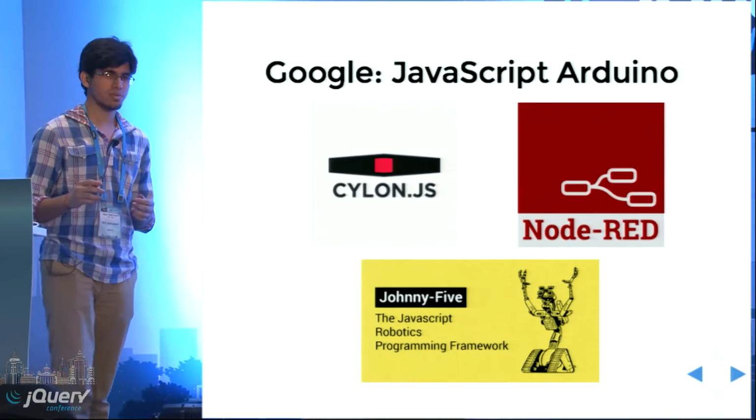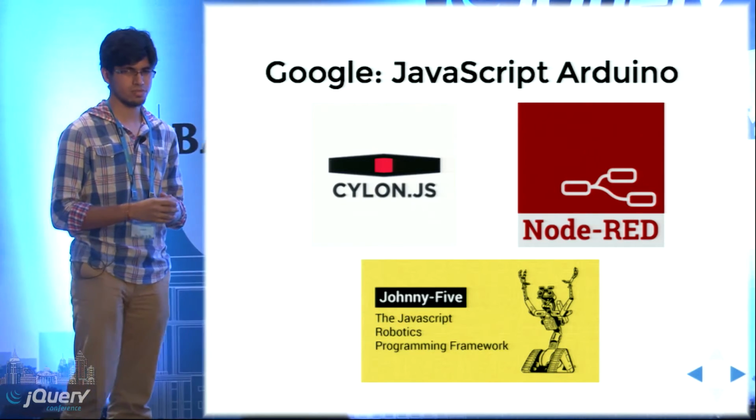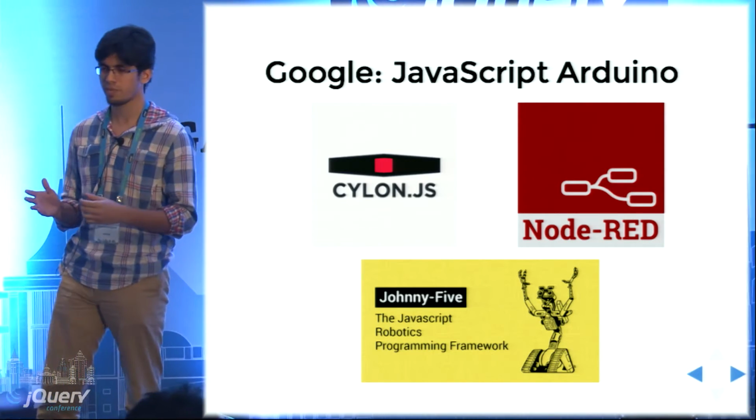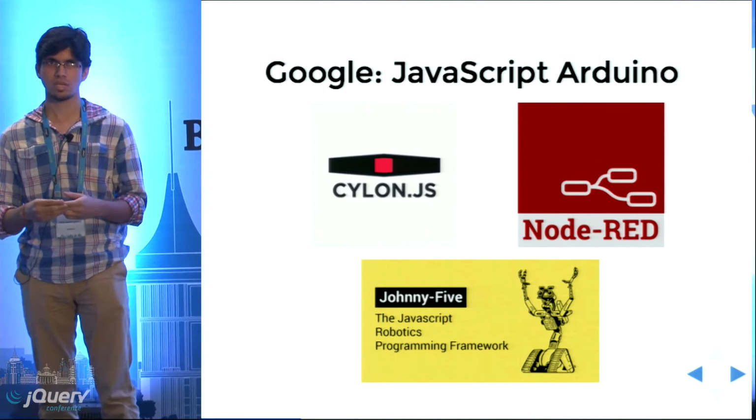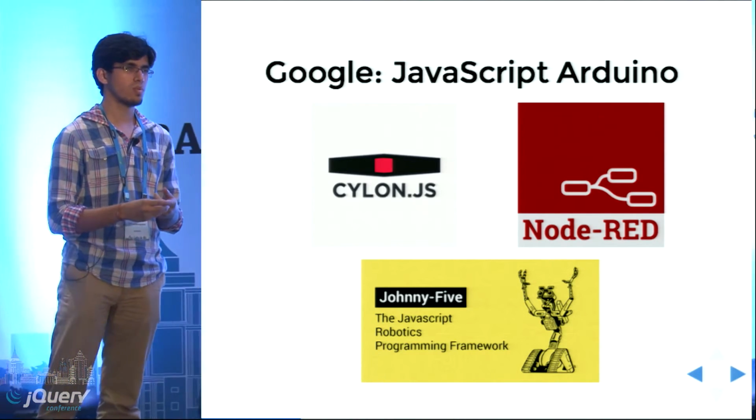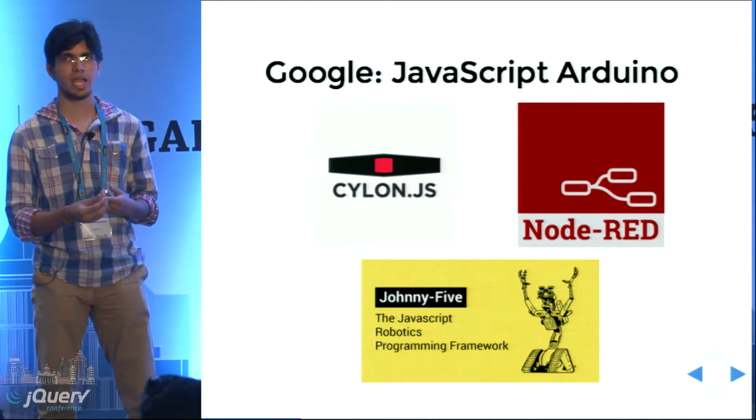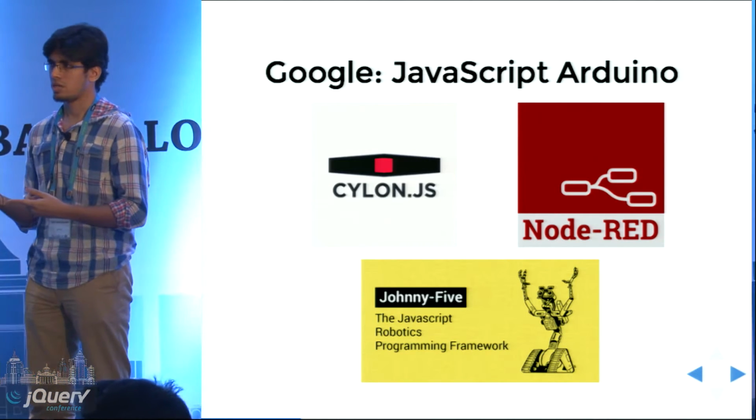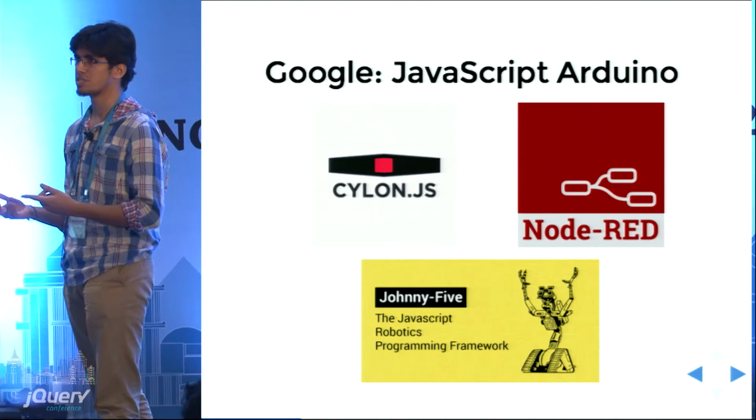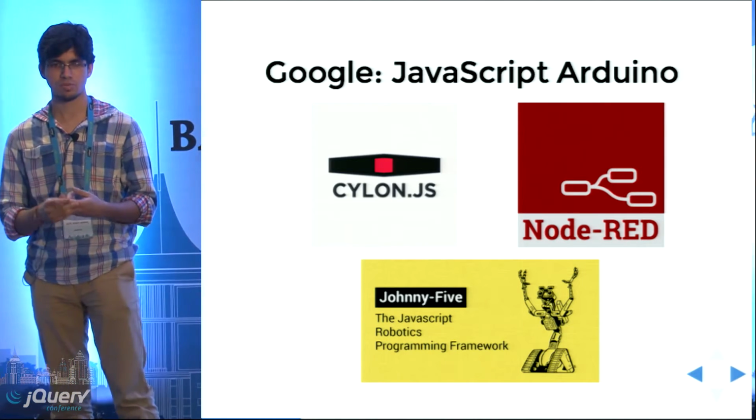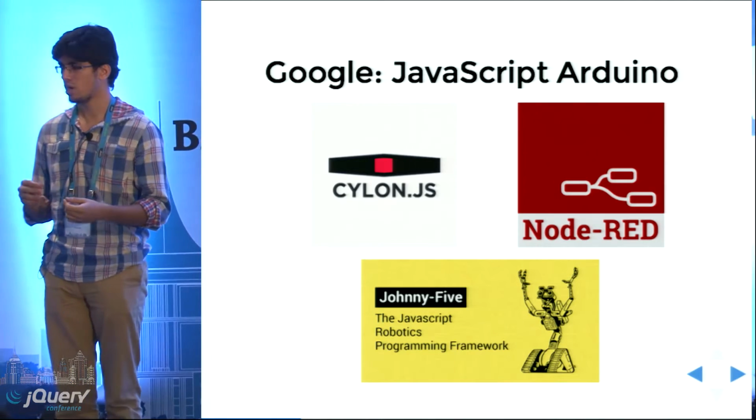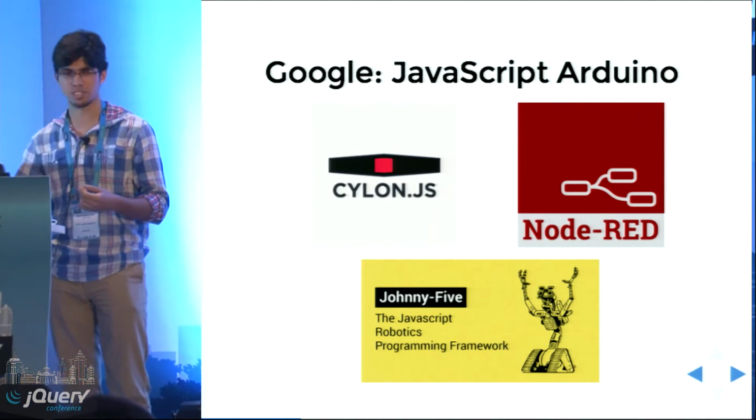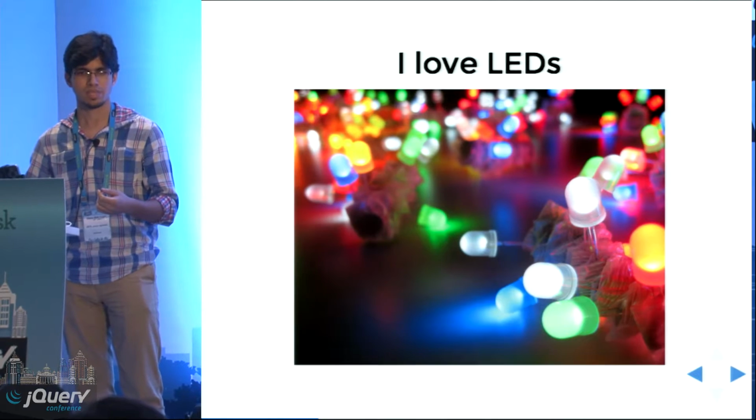If you Google JavaScript and Arduino right now, three libraries will pop up. Although there are more, I have chosen these three because of factors like which libraries are currently very active and have a huge number of followers and contributors. One is Cylon.js, Node-RED, and Johnny-Five. So let me go into a little more detail on what these three actually do.